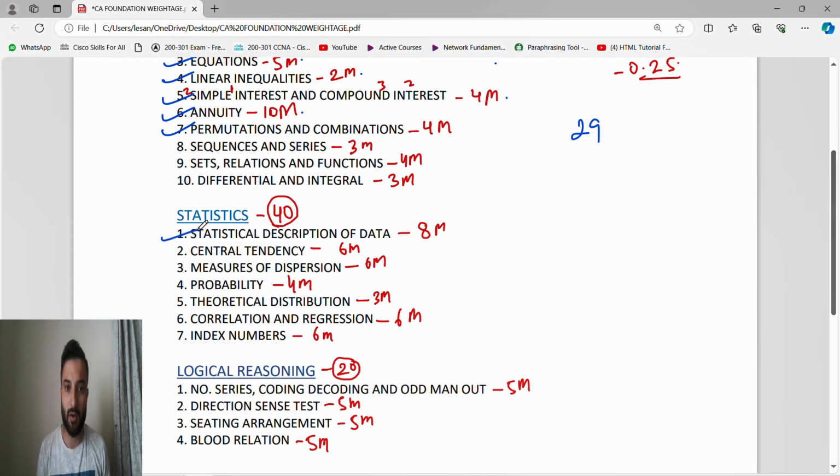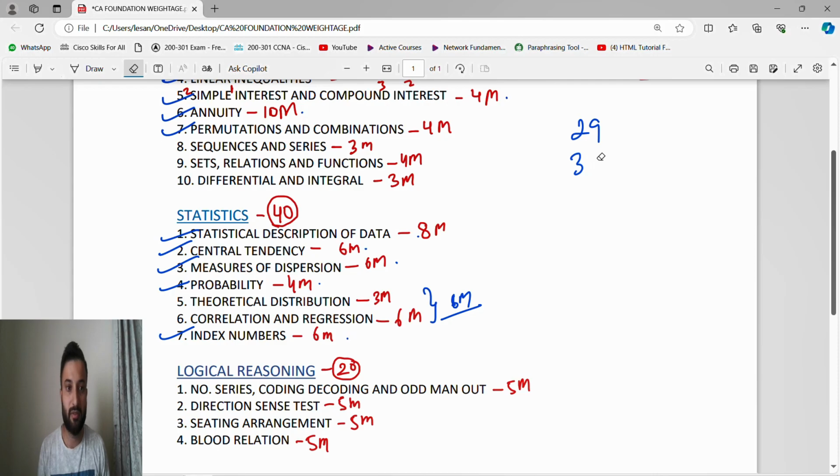Then statistics. The first chapter of statistics is statistical description of data. Second chapter, central tendency. Third chapter, measures of dispersion. And the fourth chapter, probability. So these are the chapters which are your first priority, 8, 6, 14, 6, 20, 24, 30. So 30 marks in statistics is your first priority. But in statistics, theoretical distribution, correlation, and regression are 6 plus 3, 9 marks. Out of these 9 marks, I will tell you to go with the 6 marks, which is easy. So in statistics, you will mostly go for 30 plus 6, that is 36 marks.